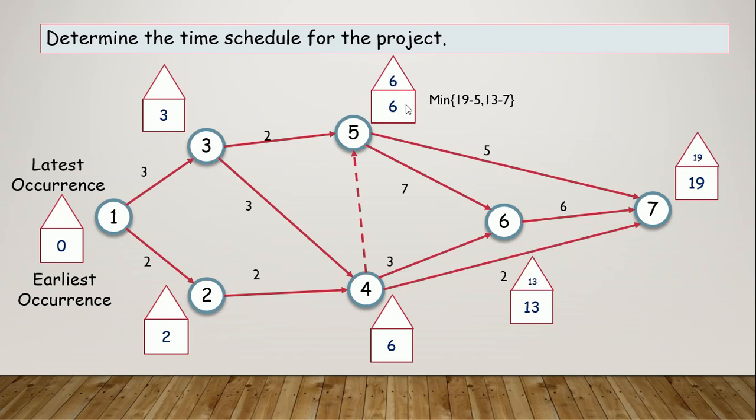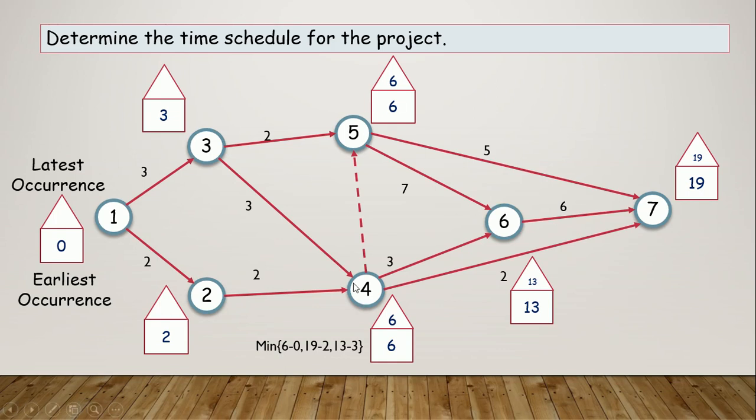Okay, look at this side. 19 minus 5 is 14, and 13 minus 7 is 6. Now we have to use the minimum, so put 6 here. Now again from 5 to 4, we could go for 3 or 4. Let's move for the 4.